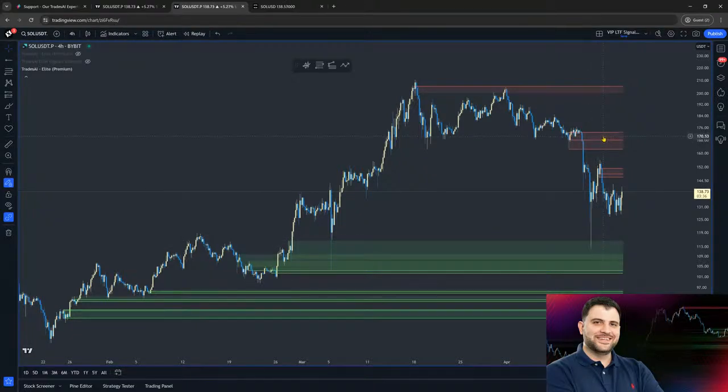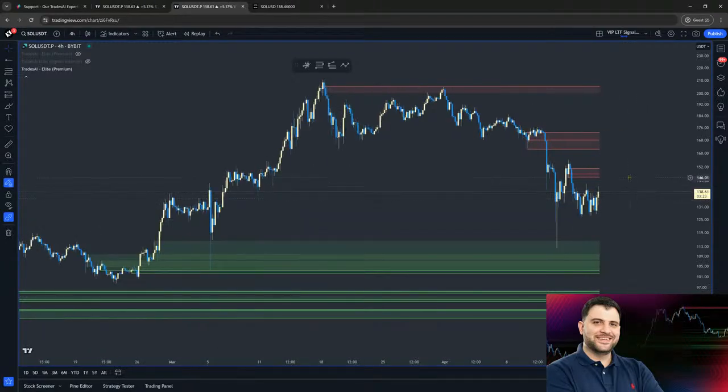Whenever you see a red box or a red line, it's when you short. Or if I'm going to buy and price is approaching this zone, I might want to exit my buy because I expect price to go down from here, for example. Okay, you can take it one time or multiple times.